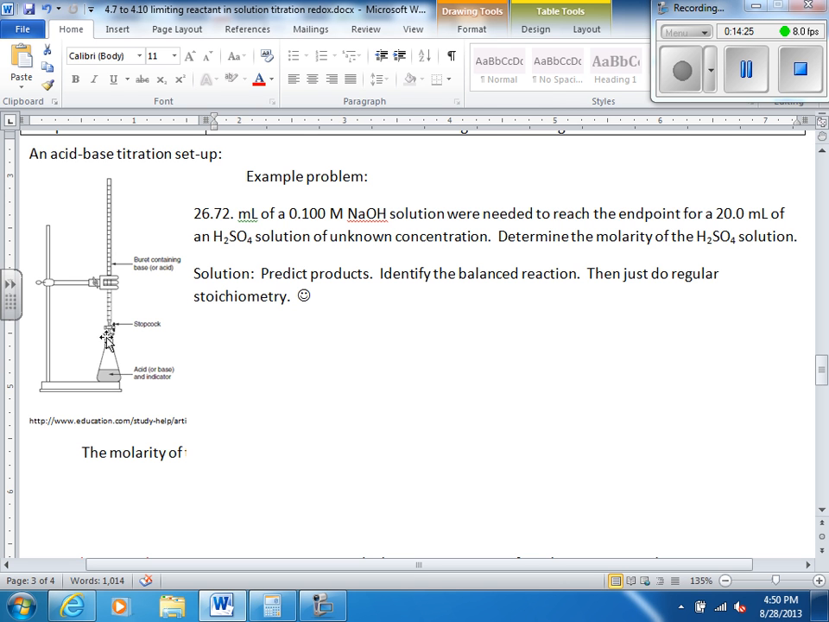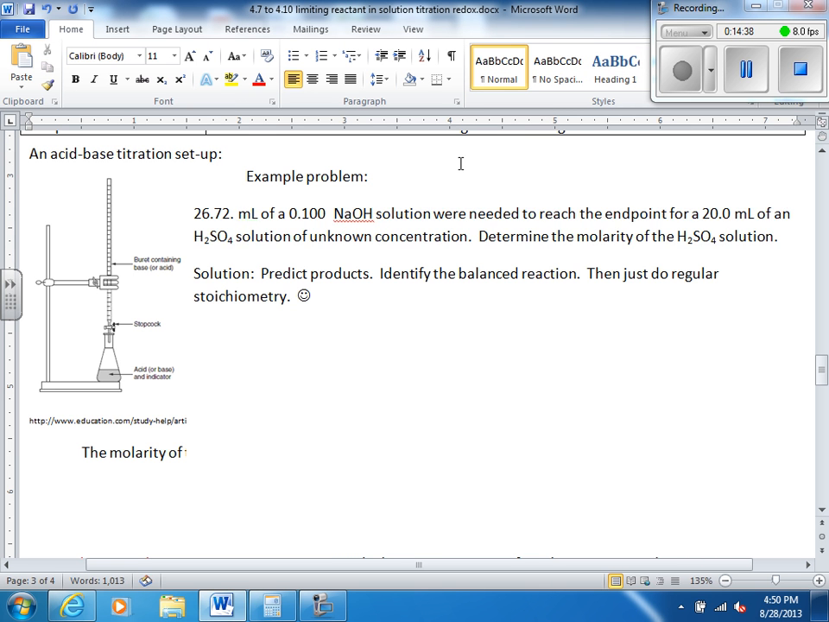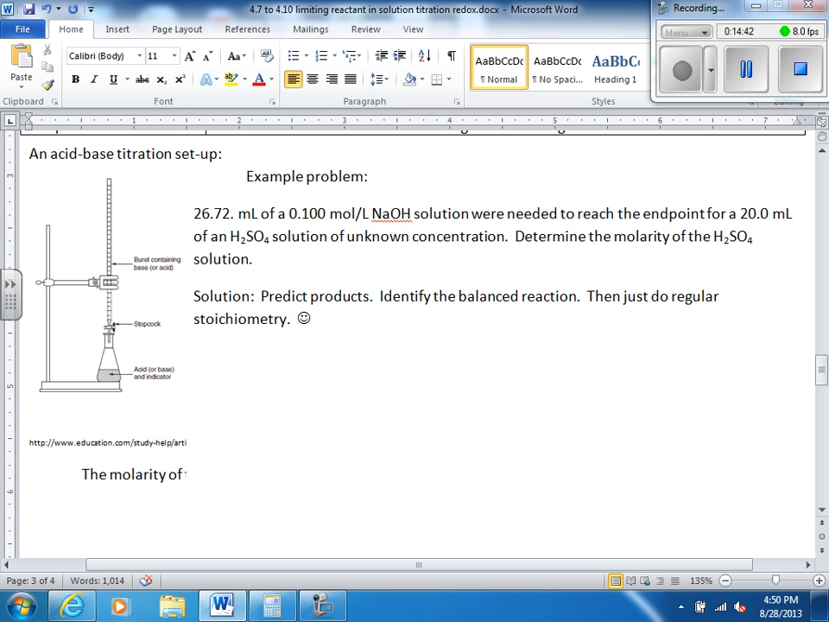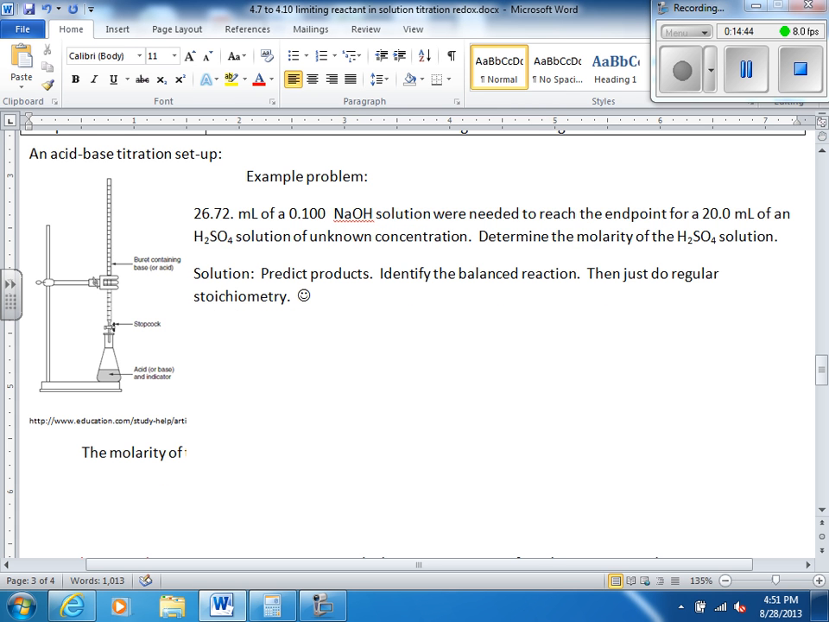Okay, so we do a titration, and we find out that we need 26.72 milliliters. We add that from the burette into 20 milliliters of a sulfuric acid solution. And we know that the concentration of the NaOH was 0.1 molar. Now what do we do when we see molar? We change it to moles per liter. Remember to always do that so that you remember to use that as a conversion factor.